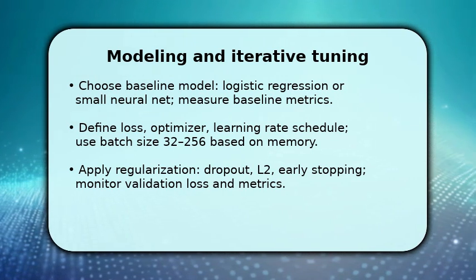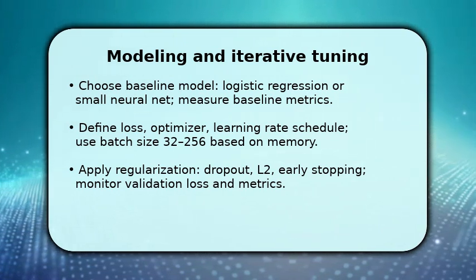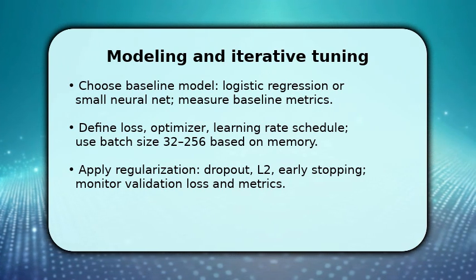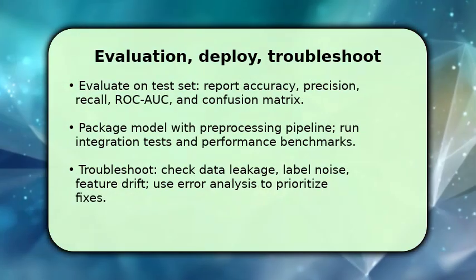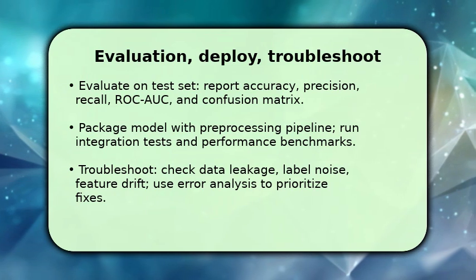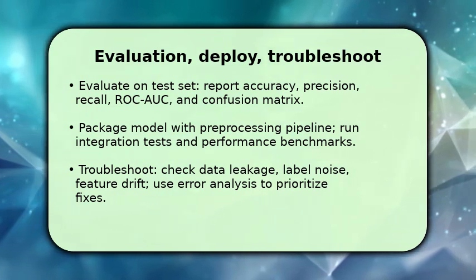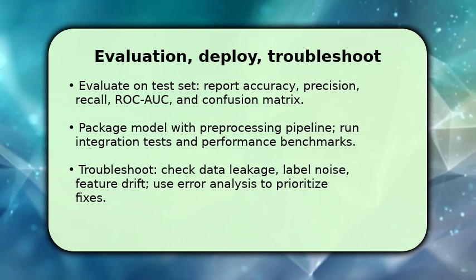When you change architecture or preprocessing, retrain from the same seed so differences reflect true changes, not random variation. You finish by evaluating the final model on the held-out test set and interpreting metrics like precision, recall, and F1.